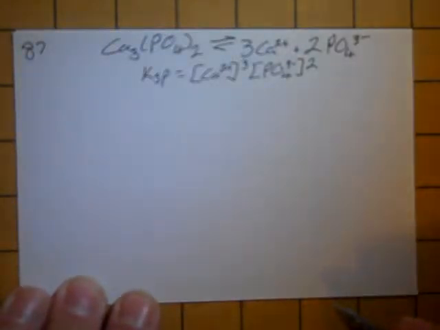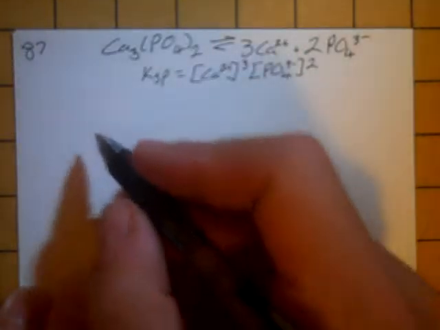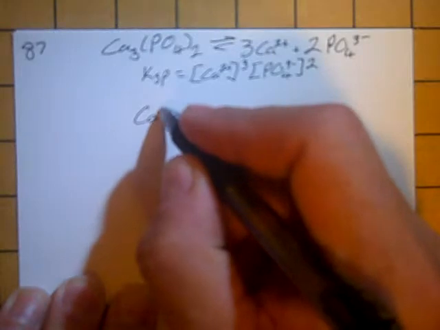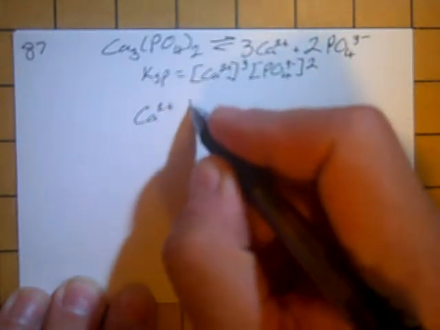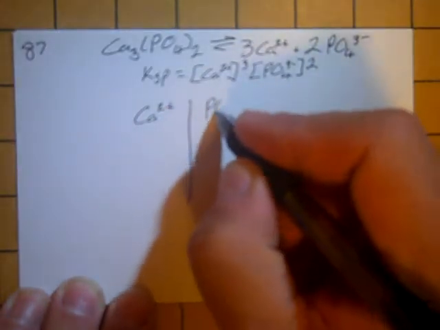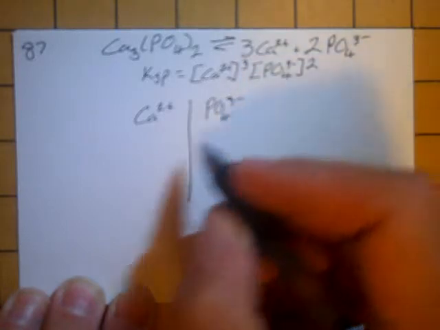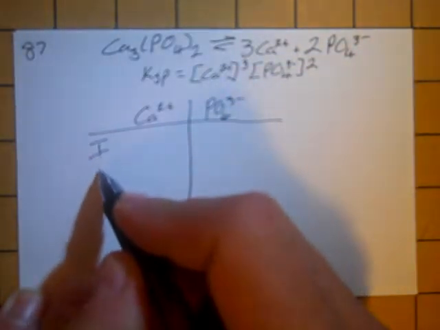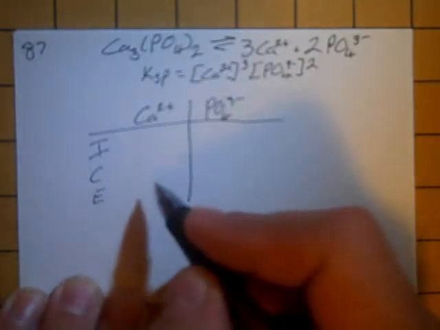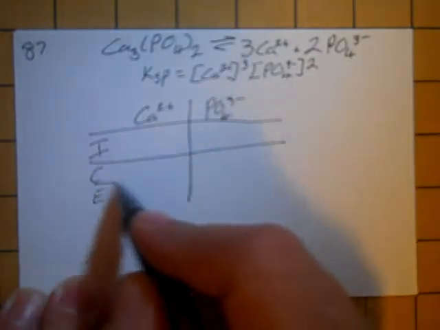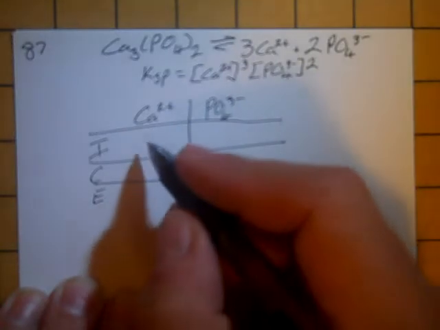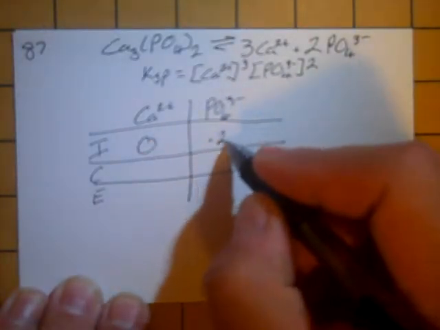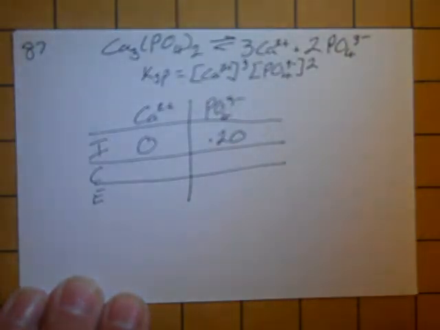So when we have a common ion problem, we use an ICE table. So we're going to have calcium ions, phosphate ions, and our initial, change, and equilibrium. Initially for calcium we have 0, but initially for phosphate we have 0.20 molar.